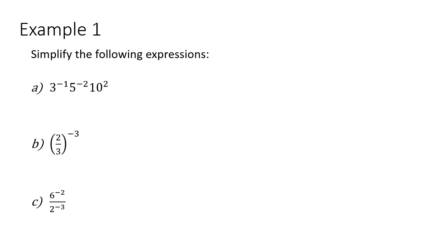All right, so let's take it one at a time. In part A, we've got 3 to the negative first power, which would just be 1 over 3 to the first power, times 5 to the negative second power, which would be 1 over 5 to the positive second. And this is times 10 squared. That's not a negative exponent, so we don't have to flip it. So this is 1/3 times 1/25 times 100, and you could write that as over 1 if you want to think of it as a fraction.